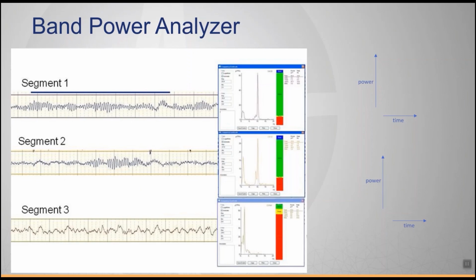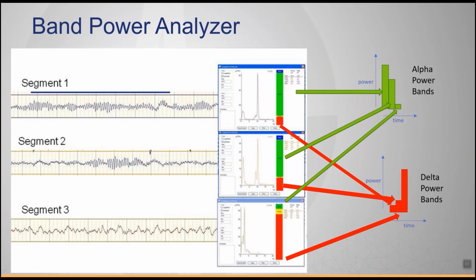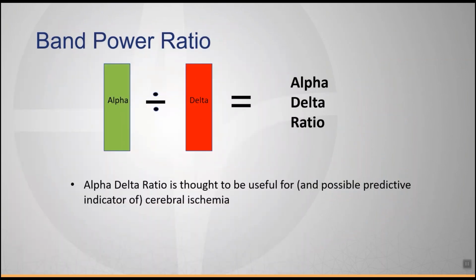we broke them up into their different frequency bands, and we plotted based on a specific frequency band exactly what we were going to see. So we plotted the alpha band, we plotted the delta band. And the difference with the power ratio is that we can now compare one to the other. In the alpha delta ratio, what we're actually doing is looking at the amount of alpha that there is and dividing that by the amount of delta that there is. And it's thought to be useful and maybe predictive of cerebral ischemia.